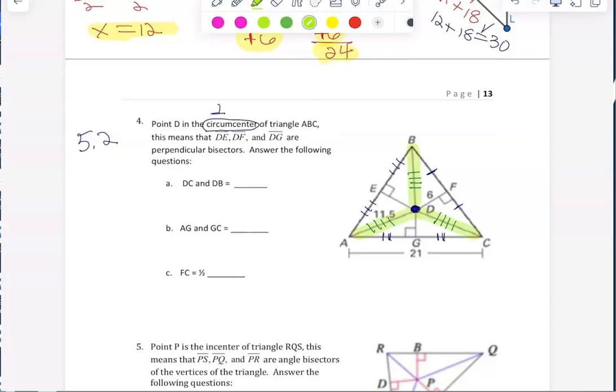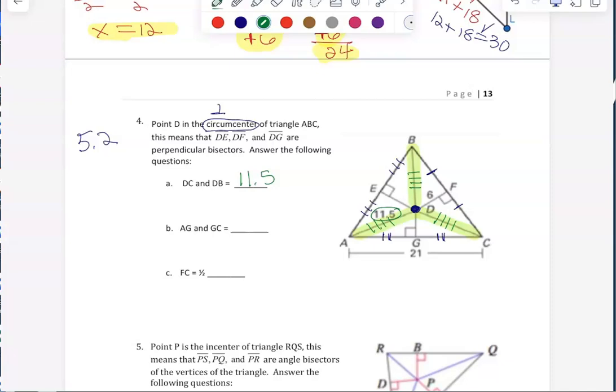And that's why I marked those line segments with 4 hash marks to show that they're equal. So now let's talk about our questions here. They want to know DC and DB. Okay, so that's 2 of those highlighted areas. What are they going to equal? Well, I know that one's 11.5. So that's what that's going to equal.